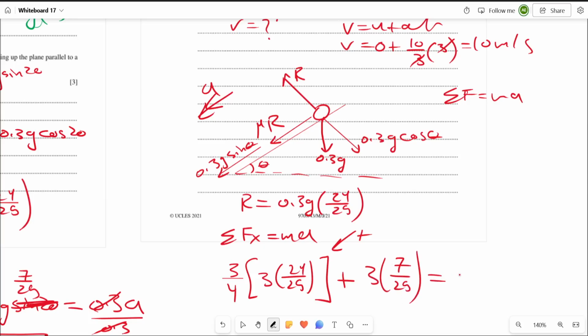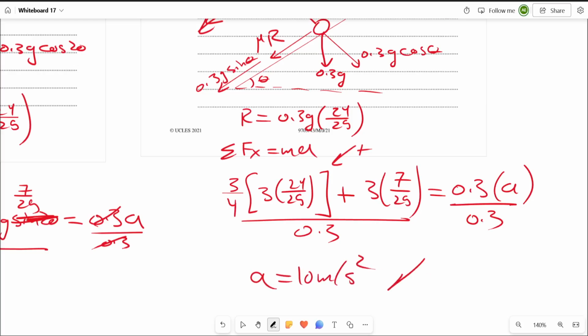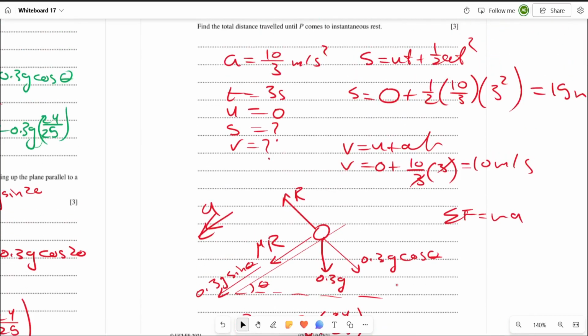It should equal m, which is 0.3, times the new acceleration, which I want to find. To find this acceleration, I'm going to divide both sides by 0.3. Putting everything on the calculator, the acceleration value is going to be 10 meters per second squared down the slope. So this is the acceleration now after the force is removed.